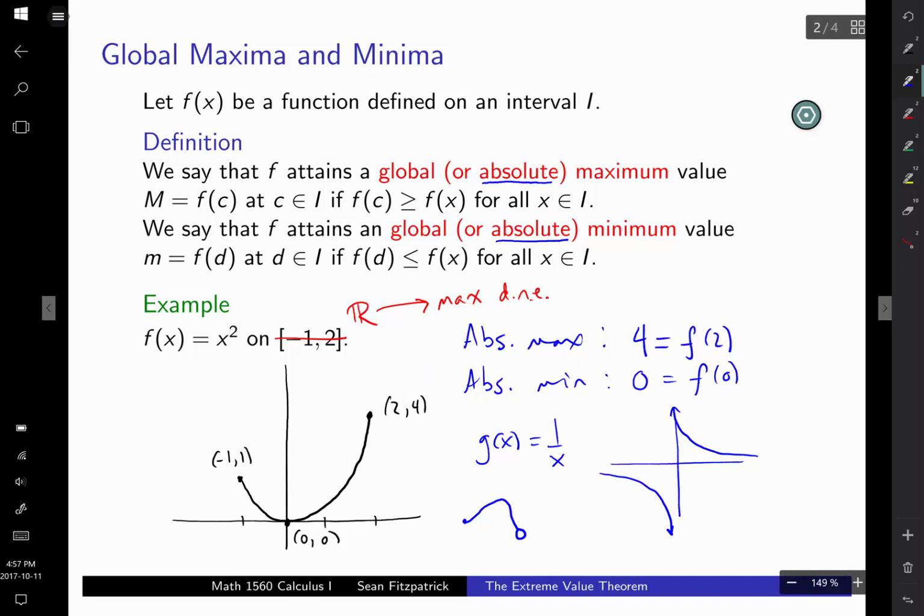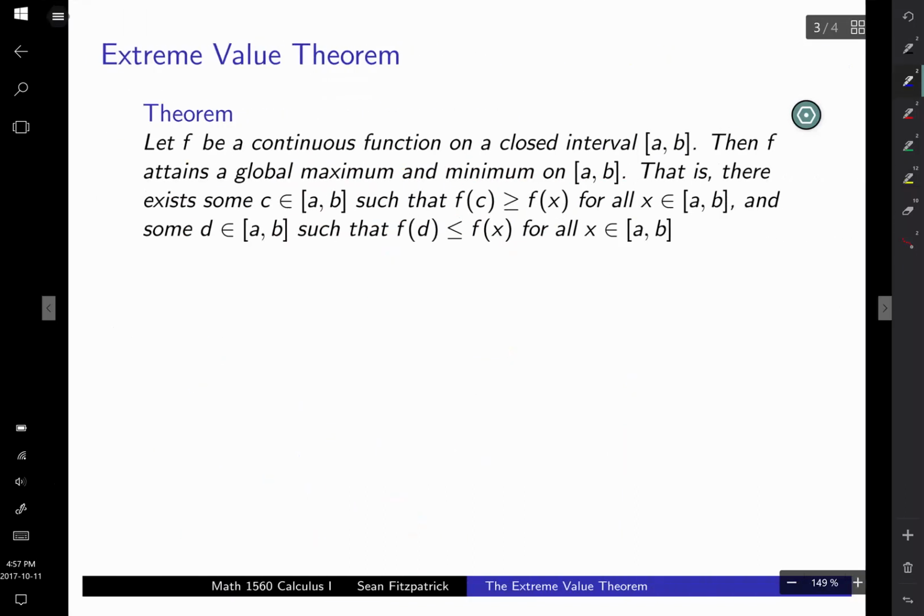Okay, so when can we be assured that these values exist, the maximum and the minimum? Well, that's what the extreme value theorem tells us. So the extreme value theorem says that if we have, and let me highlight the key points here, if we have a continuous function on a closed interval, then it's guaranteed to have a global maximum and a global minimum, right? So you're guaranteed that you'll be able to find one point in the interval where you get your maximum and another point in the interval where you get your minimum.